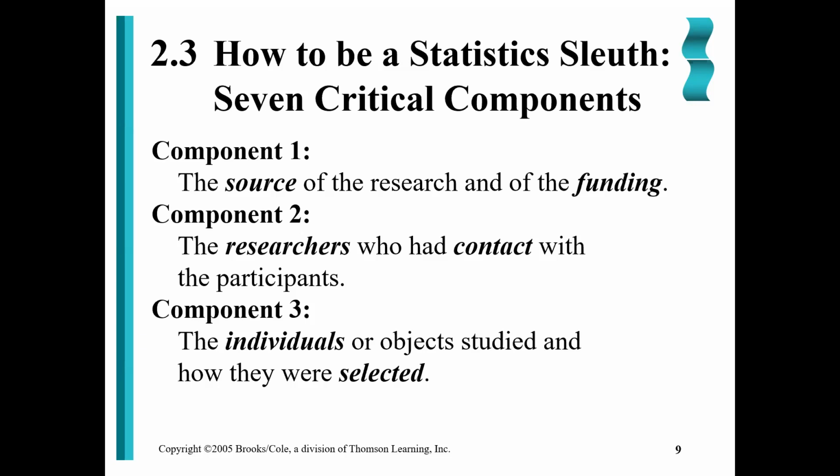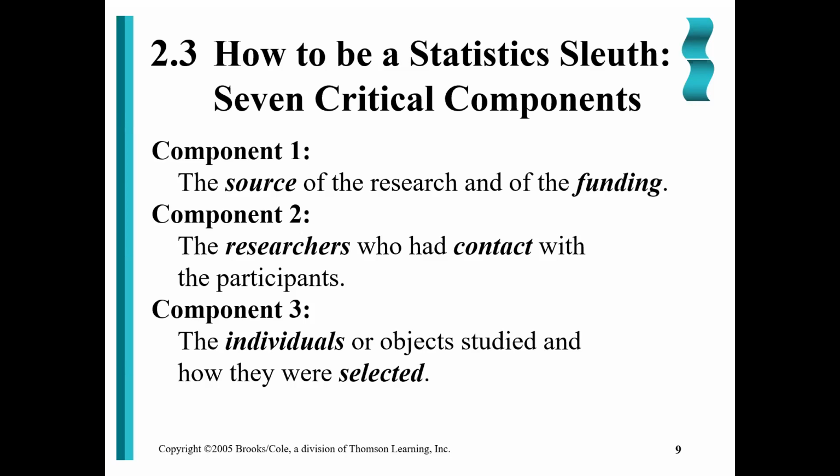Component number two, the researchers who had contact with the participants. In other words, if this was, for example, an experiment, who were the people who were actually conducting the experiment? And did they have themselves any biases in the way they presented the study?